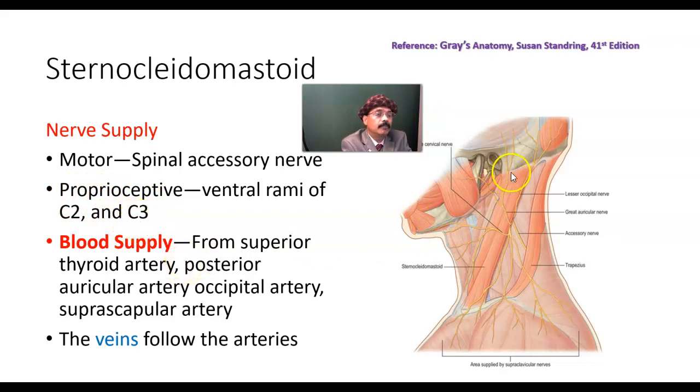Blood supply: this is a big muscle, it has multiple blood supplies. It gets blood from the branches of the external carotid artery, like the superior thyroid artery, posterior auricular artery, occipital artery, and also from the suprascapular artery in the lower part. The veins follow the arteries. Ultimately, the vein opens into the internal jugular vein. Some of the venous blood goes to the brachiocephalic vein.